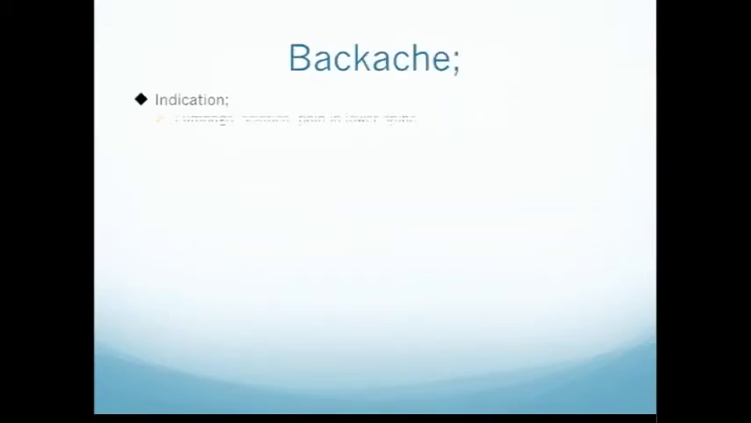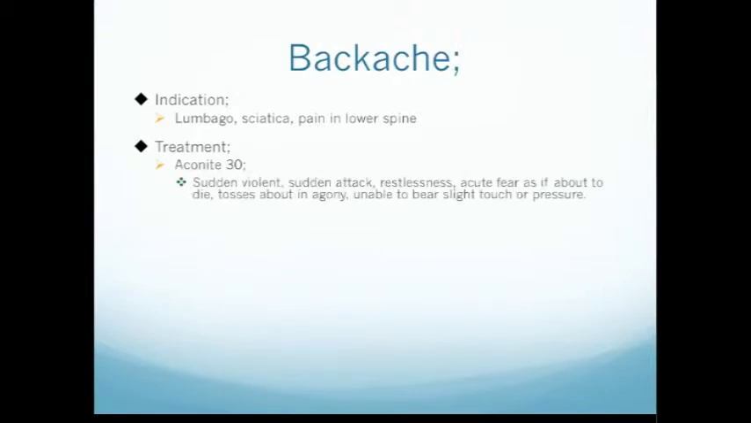Backache. This is for lumbago, or back pain, sciatica, which would be pain going down the leg, one leg, the other, or both, and also pain in the lower spine. The first choice of treatment will be Aconite 30. This is good for those who have sudden violent attacks of back pain with restlessness, acute fear as if they were going to die. They toss about in agony and are unable to bear the slightest touch or pressure.